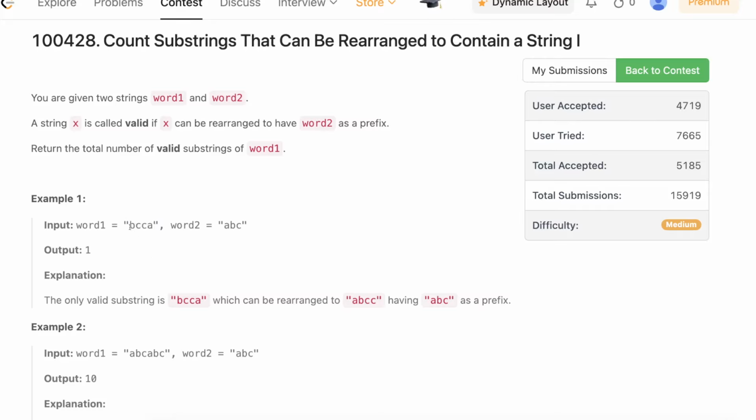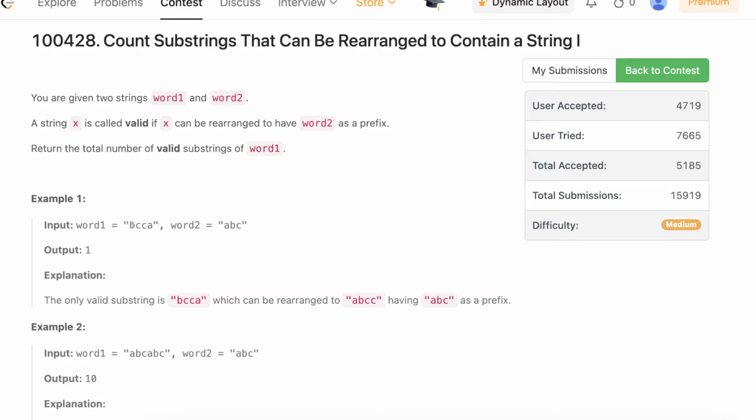So let's figure out one by one whether each of these is valid or not. Let's start with BCC. Is this a valid substring? Answer is no, because no matter how you rearrange, you will not be able to form a string that has ABC as the prefix. Why? Because there is no A at all, right? Similarly, the second substring is also not valid because no matter what you do, you will not be able to arrange it into a string containing ABC as the prefix, because there is no B in the current substring CCA at all.